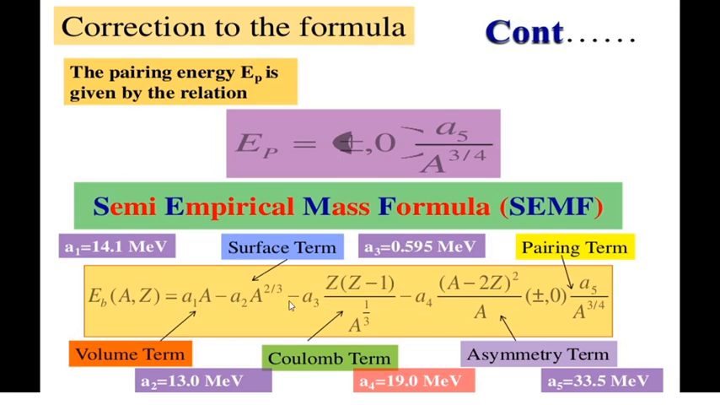B = A1·A − A2·A^(2/3) − A3·Z(Z−1)/A^(1/3) − A4·(A−2Z)²/A ± δ, where the pairing term is A5/A^(3/4). You are given the values of the constants A1, A2, A3, A4 and A5. The first term belongs to the volume energy, the second is surface energy, the third is Coulomb energy, the fourth one is asymmetry energy, and the fifth one is pairing energy. So these form the semi-empirical mass formula with all the constant values.